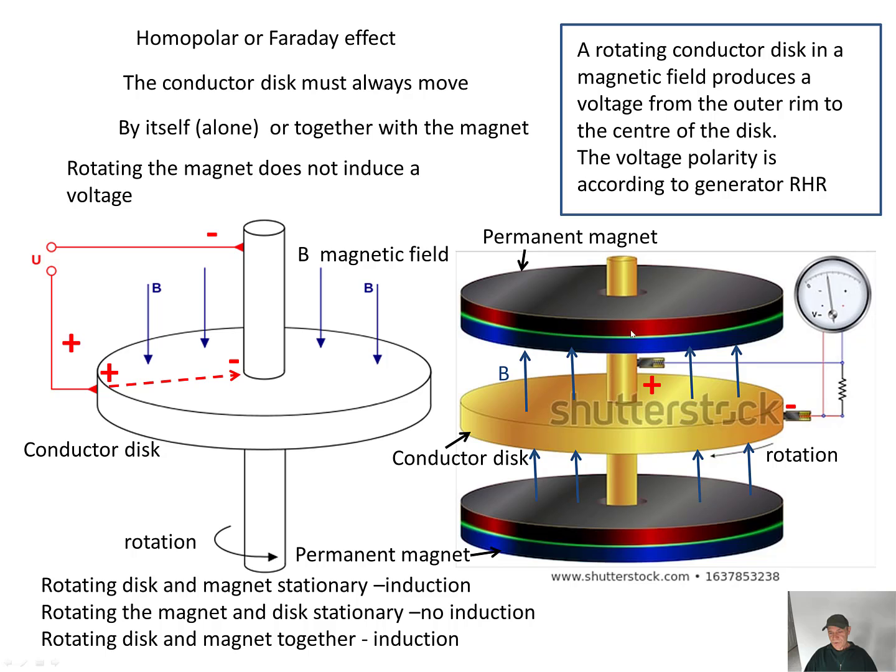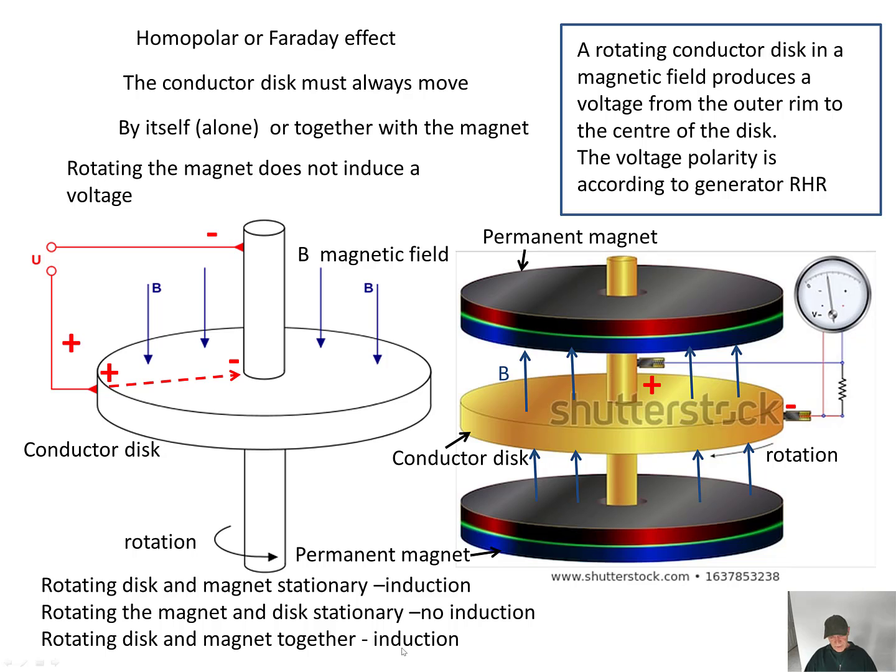A rotating conductor disc in a magnetic field produces a voltage from the outer rim to the center of the disc. The voltage polarity is according to the generator right-hand rule. Rotating a disc and a magnet stationary, you get induction. Rotating the magnet and the disc stationary, no induction. Rotating the disc and the magnet together, you get induction.